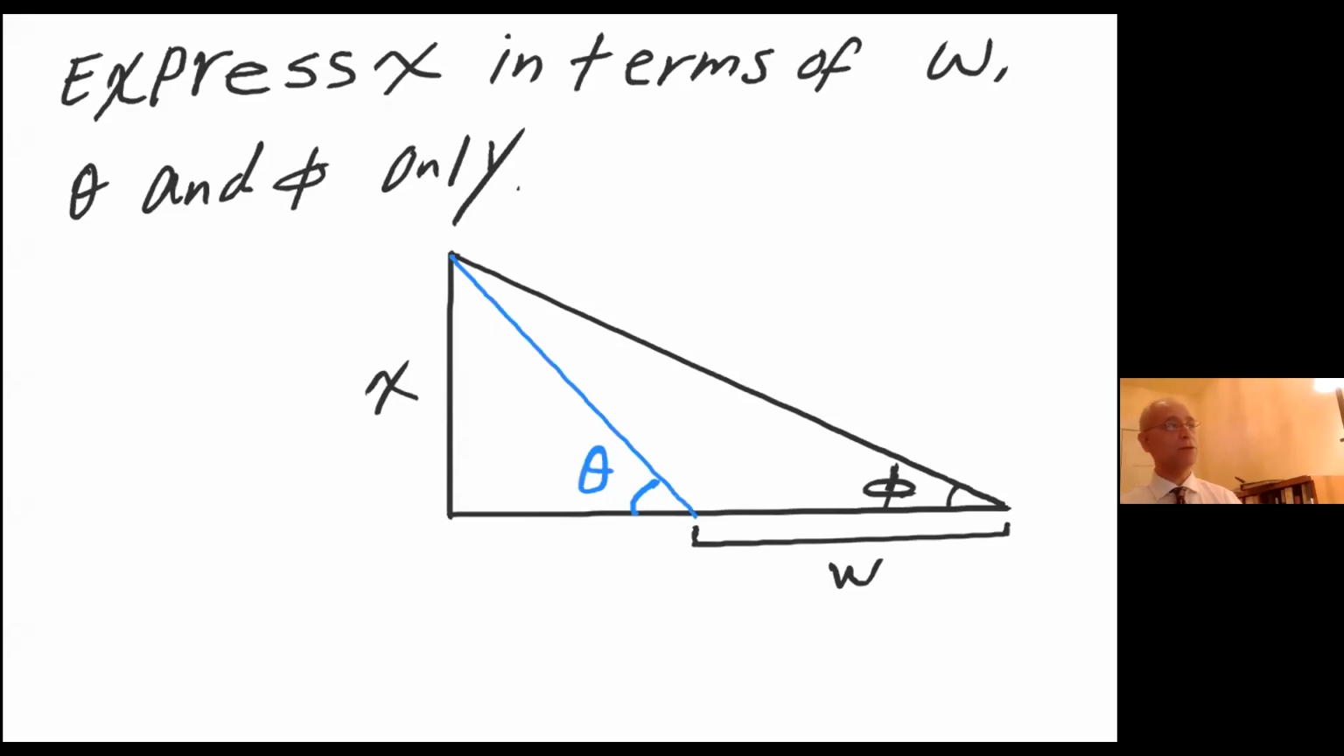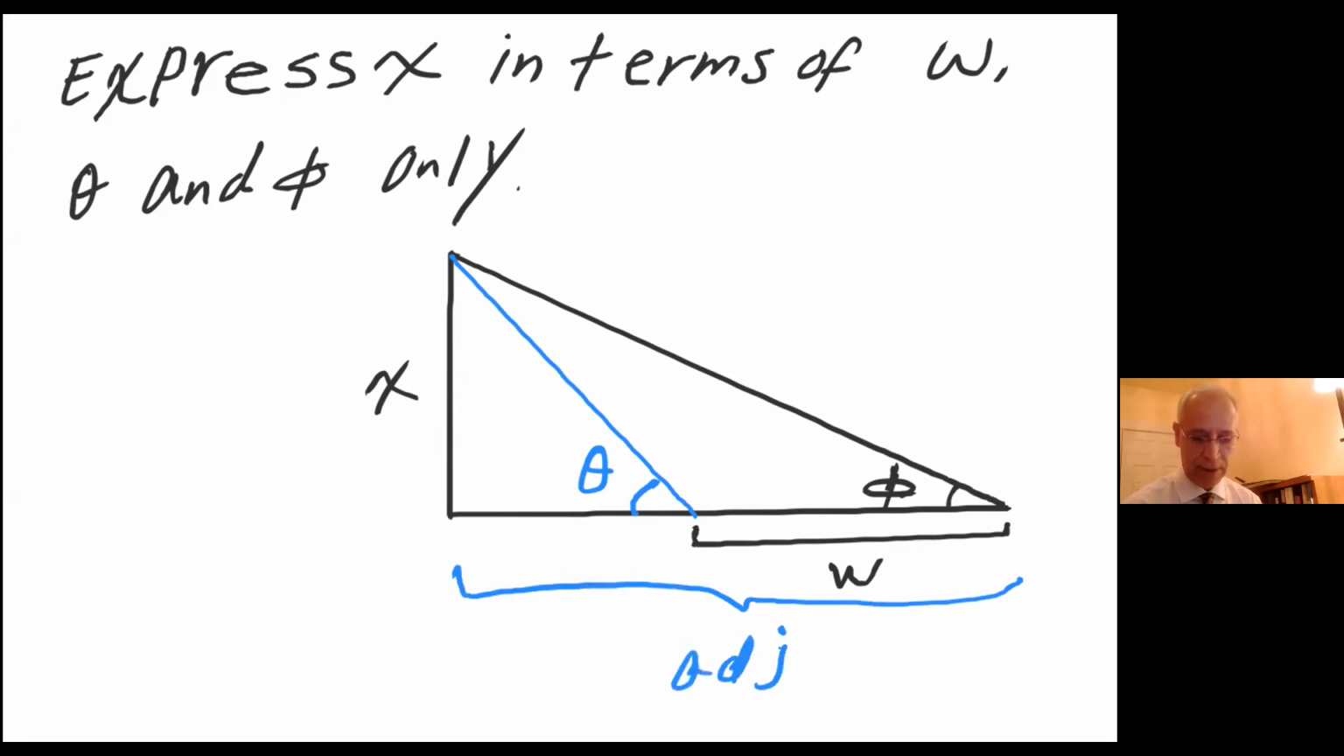Hello, Math 142. Express x in terms of w, theta, and phi only. And this drawing is given to us. Since we are going to be working with both phi and theta, we can agree that this entire side, let's call this adjacent, since this is the adjacent side to the angle phi.